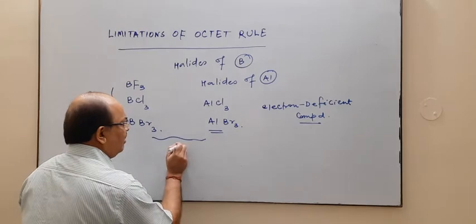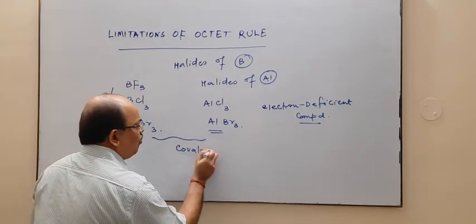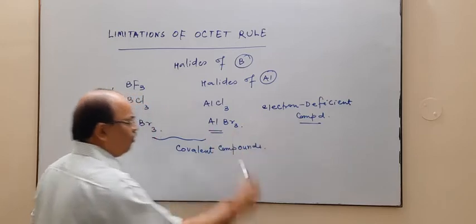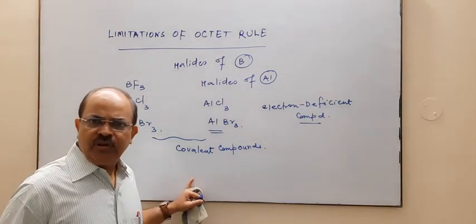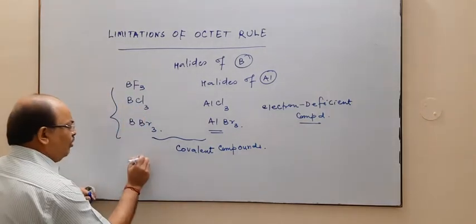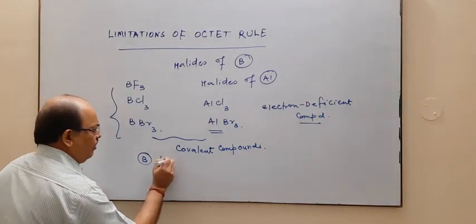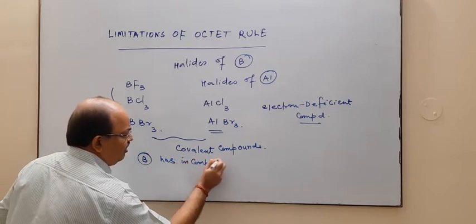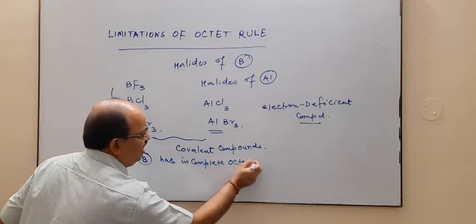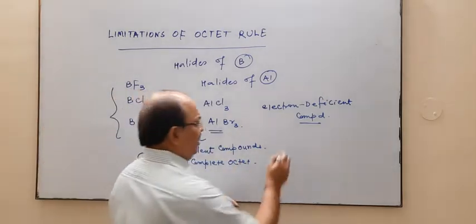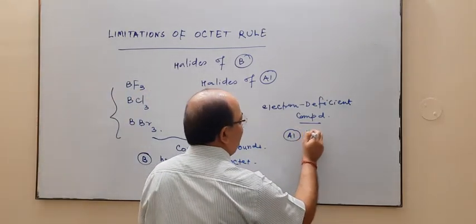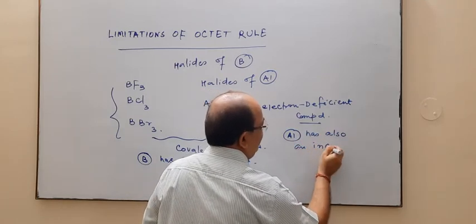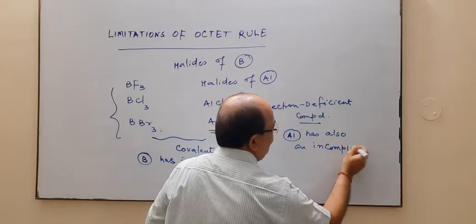First of all, they are covalent compounds in which the boron has an incomplete octet, and similarly in this case aluminium also has an incomplete octet.